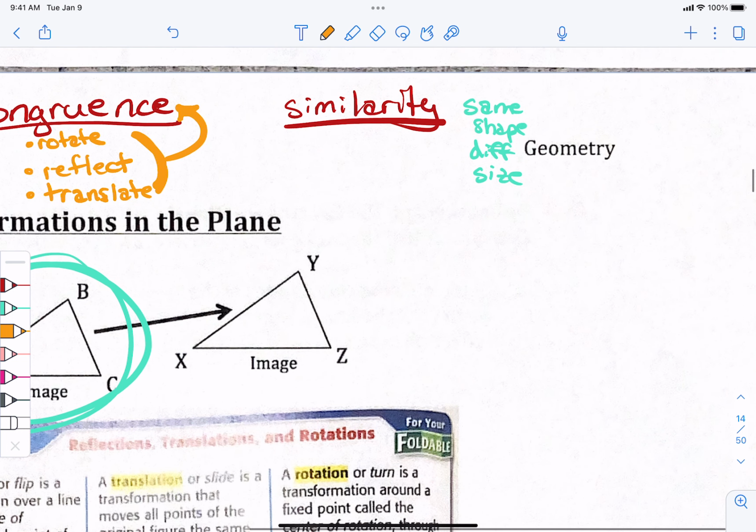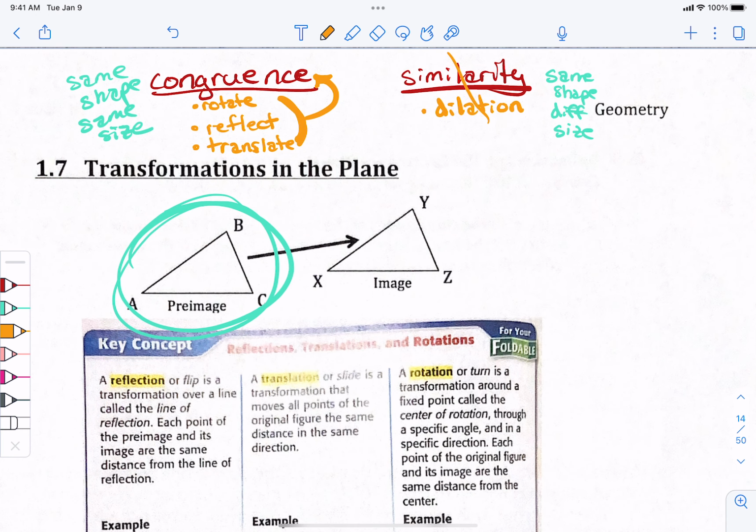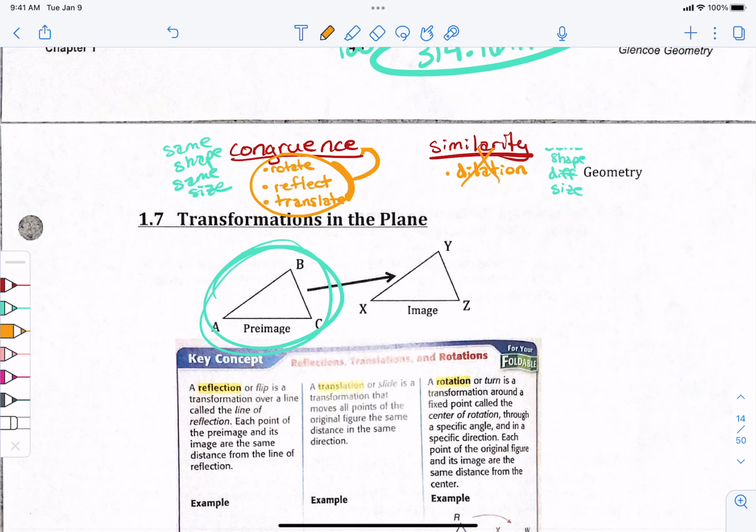Now, there's one thing that I can do so that it's the same shape but a different size, and this is one that we're going to talk about in chapter 3, not today, but it is something called a dilation. Do you know what a dilation is? Have you heard of your eyes dilating? Dilations make an object bigger or smaller. So you're doubling it in size or reducing it in size. Those are similarity transformations. We're not going to talk about this one today. We're only going to talk about these three, and this is a really easy section. Rotate, reflect, translate. Similarity is just dilation. Okay? This is all it is.